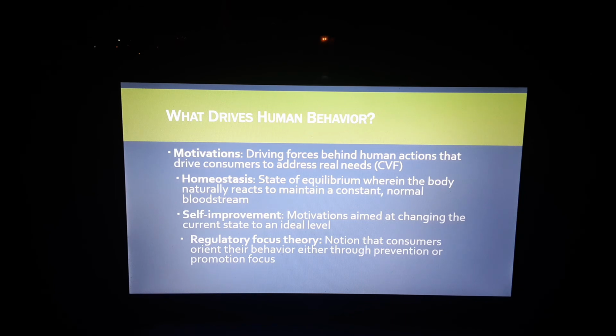Self-improvement: motivations aimed at changing the current state to an ideal level. So if you want to make your life better, you're going to buy yourself clothes that fit, equipment that you can use, that kind of thing. Regulatory focus theory is this idea that consumers orient their behavior either through prevention or promotion focus. So either to prevent something bad happening to them, so they'll get warm boots so their feet won't get cold and wet, or some sort of promotion to make their life better in some way.